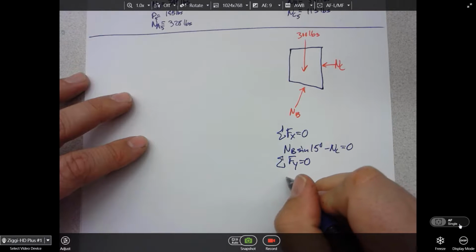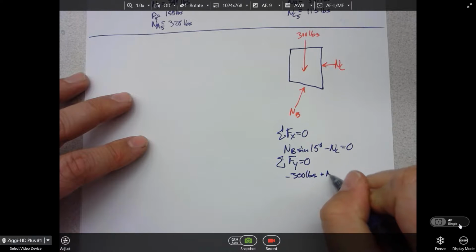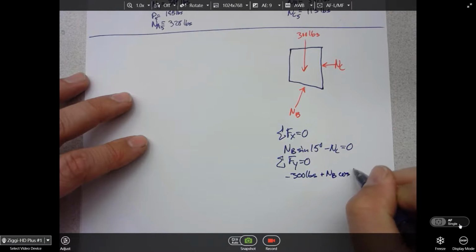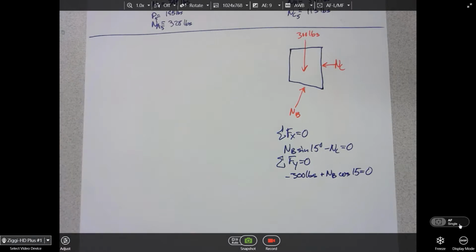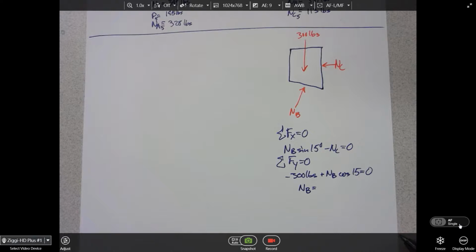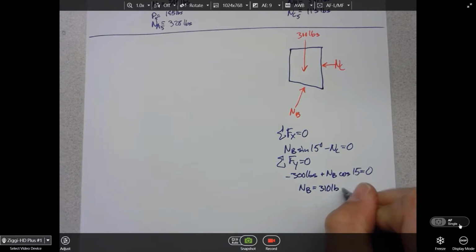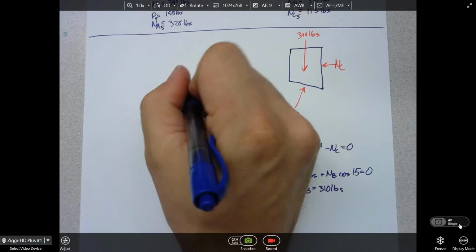Sum of the forces in the y, I'll have minus 300 pounds plus NB cos 15 equals 0. Okay, so we can solve for NB. It's 300 divided by cos 15. What'd you get? 310 pounds. Okay.